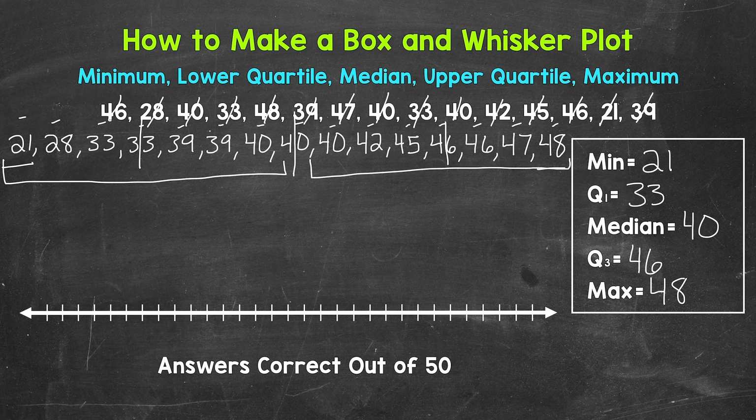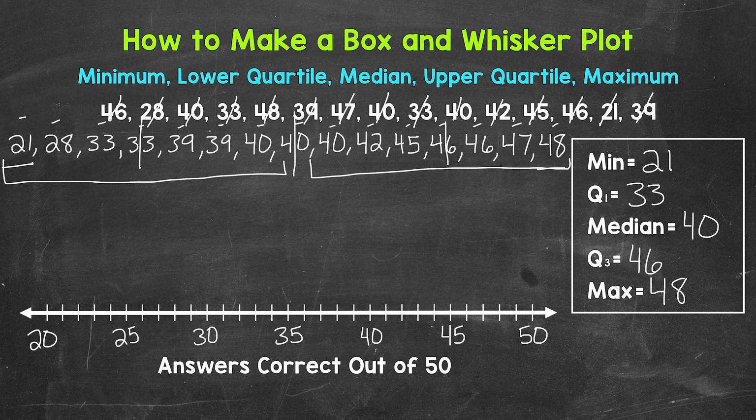So let's start with 20 here and count by fives. So 21, 22, 23, 24, 25, 26, 27, 28, 29, 30, 31, 32, 33, 34, 35, 36, 37, 38, 39, 40, 41, 42, 43, 44, 45, 46, 47, 48, 49, 50.